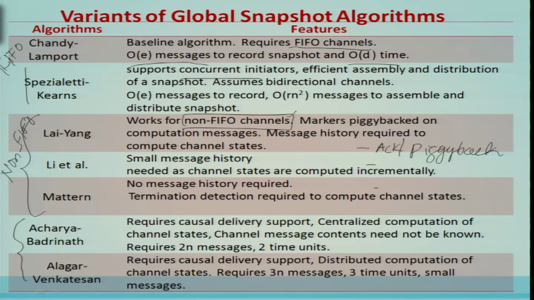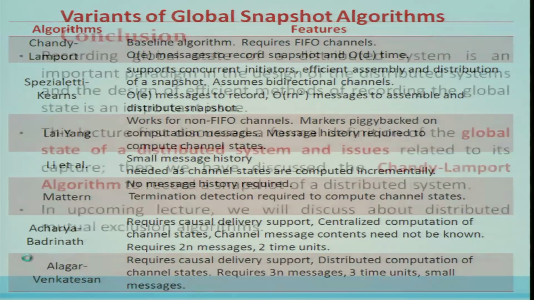Then we will see some algorithms which use the causal order, that is, the CO model. Causal order is a proper subset of the FIFO model. So if you assume causal order, it will be even simpler than the algorithms you have seen in Chandy-Lamport. That means the algorithms need not send the markers on all the outgoing channels, but require causal delivery support. So channel message contents need not be known, and hence if this model is assumed, the global snapshot algorithm becomes even simpler or easier. So these are the different variants. The variations are in the form of the communication model, so we have already covered that, that is, the improvements of the Chandy-Lamport algorithm which we have seen.